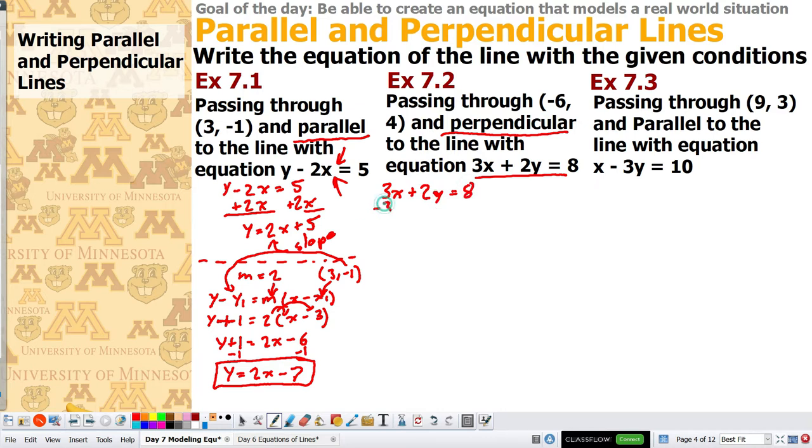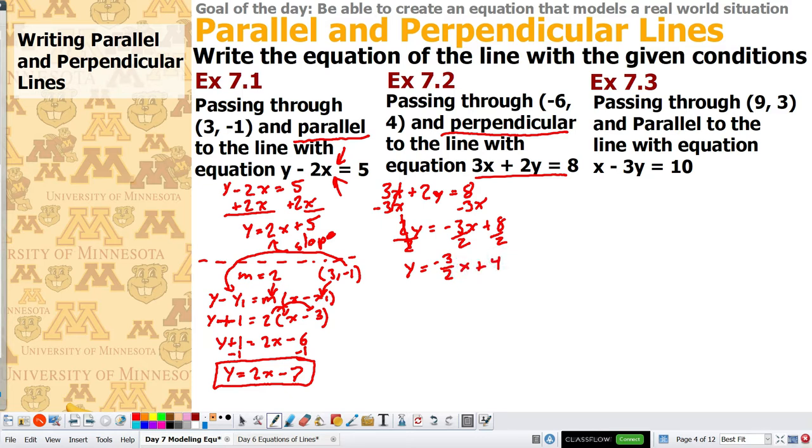So minus 3x, minus 3x. So we have 2y equals negative 3x plus 8, right? I can't put these together. They're not like terms. They have to stay as two separate terms. And then divide by 2, divide by 2, divide by 2. y equals negative 3 over 2, because that doesn't divide, so I'm going to leave it as a fraction, x plus 4.